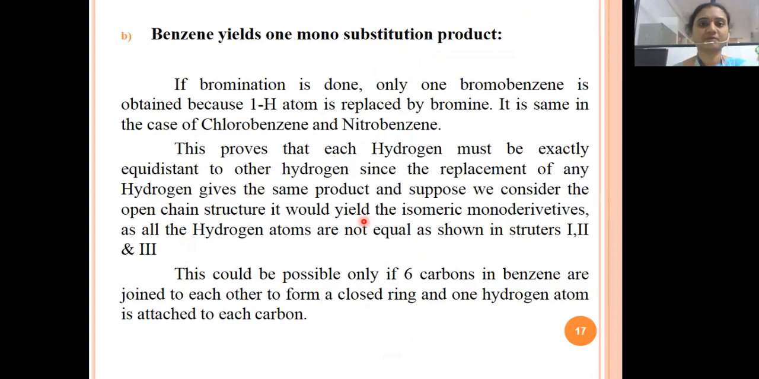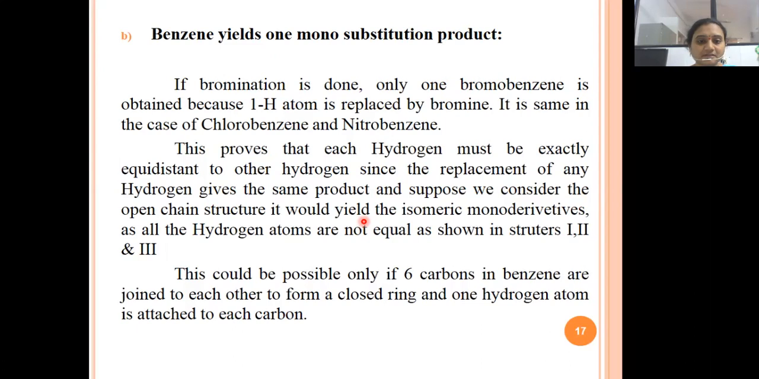So benzene yields one monosubstitution product. If bromination is done, only one bromobenzene is obtained because one of the hydrogen atoms is replaced by bromine. It is the same in the case of chlorobenzene and nitrobenzene. Chlorination yields one chlorobenzene, and nitration yields one nitrobenzene. So this proves that each hydrogen must be exactly equidistant. All hydrogens lie in the same plane. This comes under the molecular orbital picture, so let me explain in further slides.